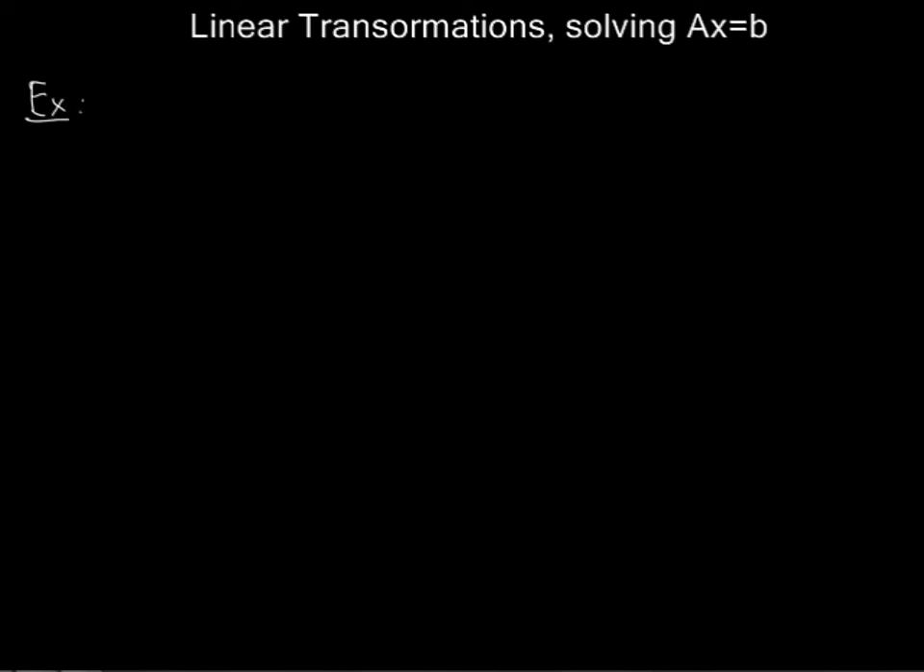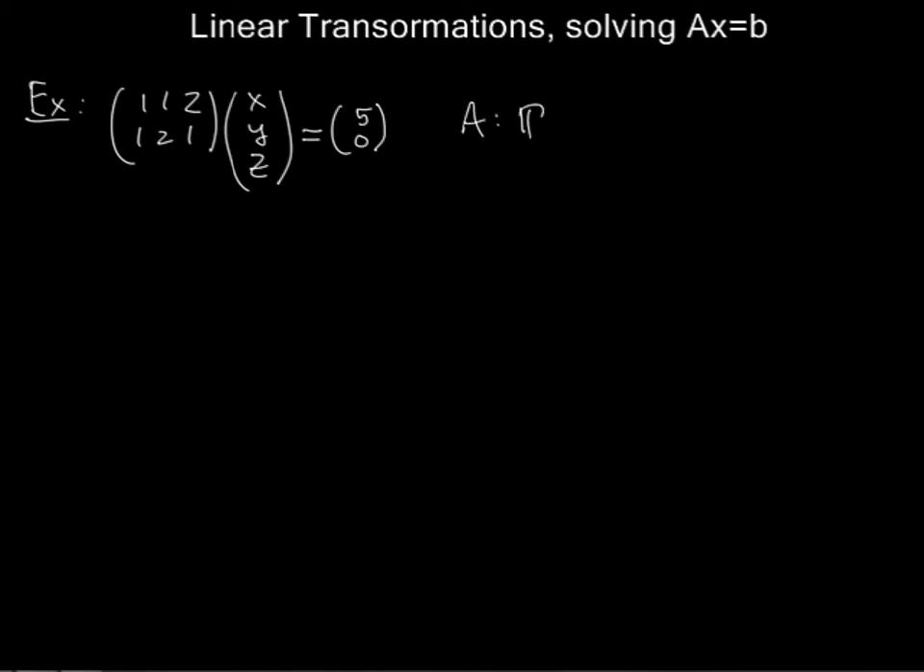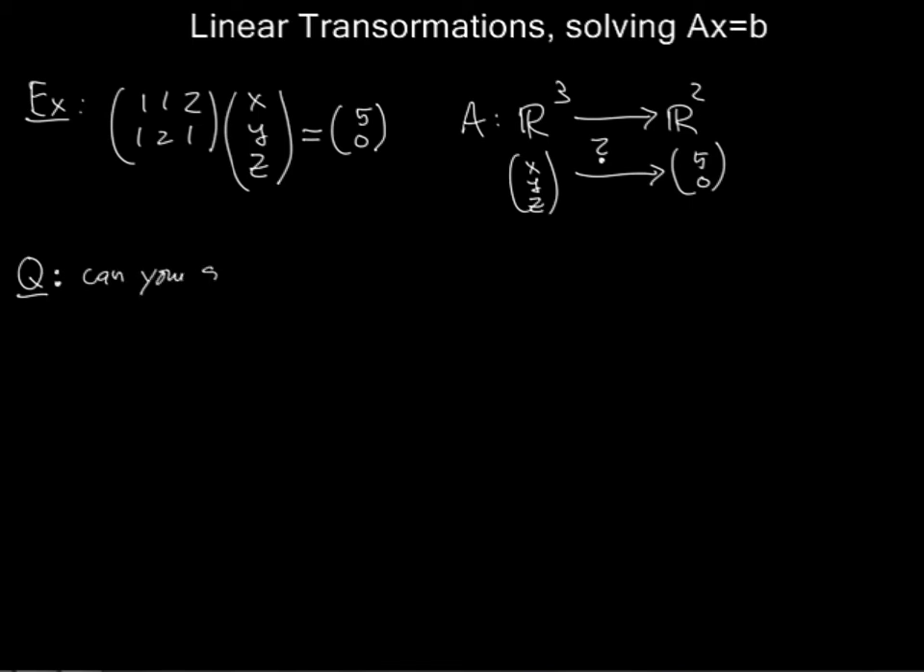So here's an example. Suppose I take the 2 by 3 matrix like this and consider this equation like this. x, y, z is equal to 5, 0. So x, y, z are unknowns. This is a map from R3 to R2. And I'm given the vector 5, 0 in R2, and I'm asking, can I find a vector in R3 which hits it when you apply this matrix A? Well, never mind actually solving the darn thing. Let's just ask, when can you solve it?